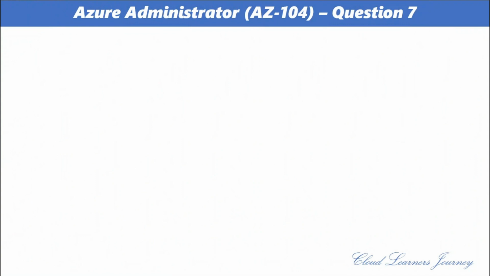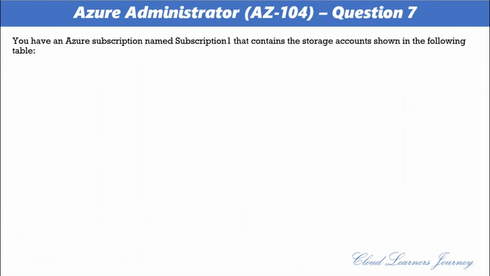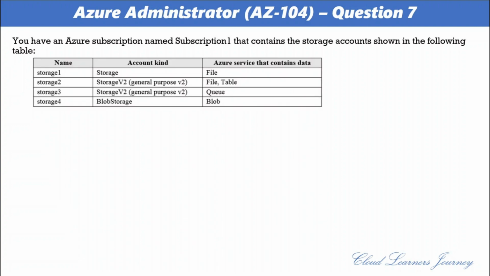Next, question number 7. You have an Azure subscription named Subscription 1 that contains the storage accounts shown in the following table. Here we have the columns name, account kind, and Azure service that contains data. Storage 1 is a general purpose V1 kind, and the Azure service that contains data is file. Storage 2 is general purpose V2, and the Azure service that contains data is file and table. Storage 3 is general purpose V2, and the service that contains data is queue. Storage 4 is a blob storage, and the Azure service that contains data is blob.